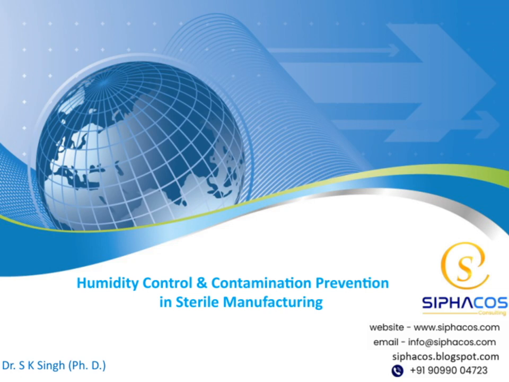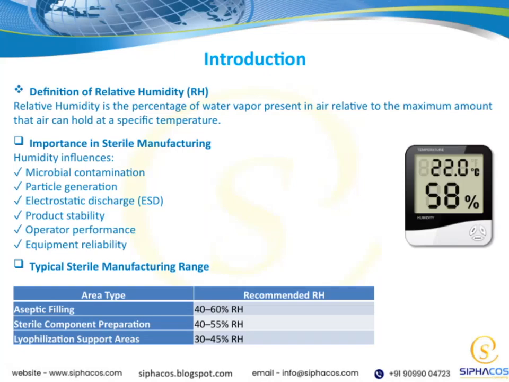Let's start by understanding relative humidity, or RH. It's the amount of water vapor in the air compared to the maximum it can hold at a certain temperature. In sterile manufacturing, keeping RH within specific ranges is crucial. Too high or too low, and we risk contamination, static buildup, or even equipment failures.